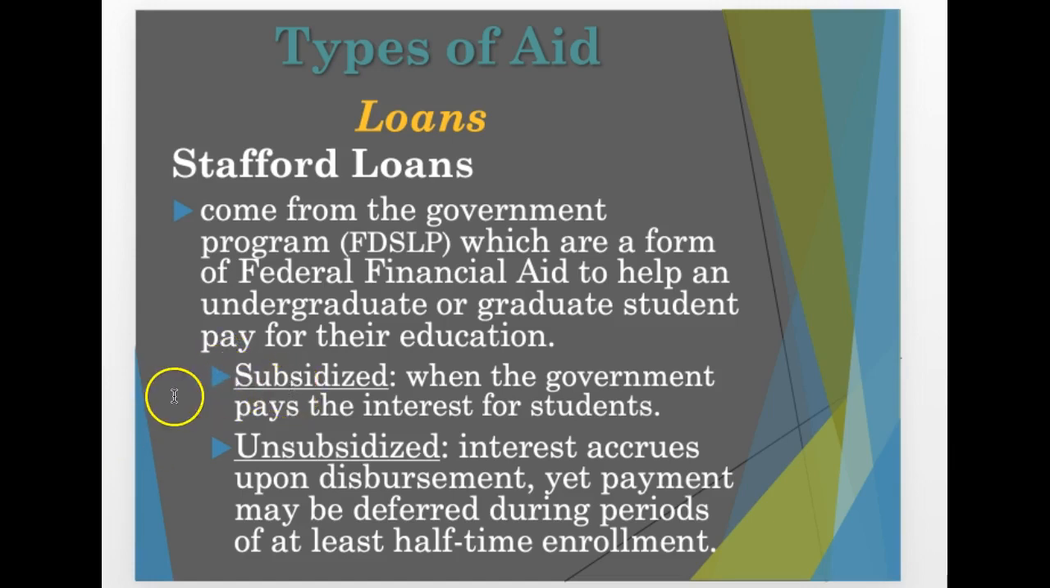You have the subsidized loan. This is when the government pays the interest for the student while they're in college, and then they would only start accruing interest after they graduate. Then you have the unsubsidized loan. Interest accrues upon disbursement, yet payment may be deferred during periods of at least half-time enrollment. So what that means is that you accrue interest, but you don't have to start paying back the loan until after you graduate from school, but you're still accruing interest at that time and will be responsible for it.